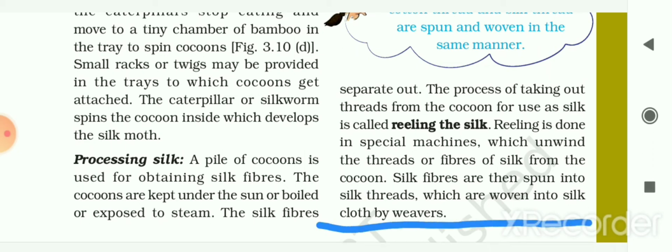The process of taking out threads from the cocoon for use as silk is called reeling the silk, and the reeling is done in special machines which unwind the threads or fibers of silk from the cocoon, and the silk fibers are then spun into silk threads which are woven into silk cloth by the weavers.